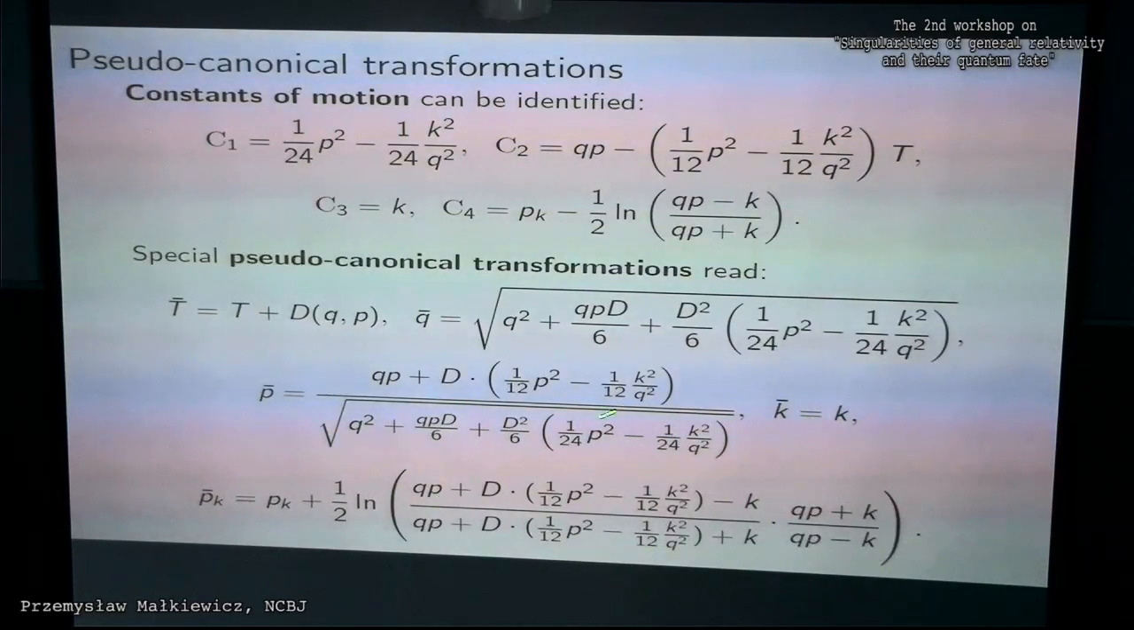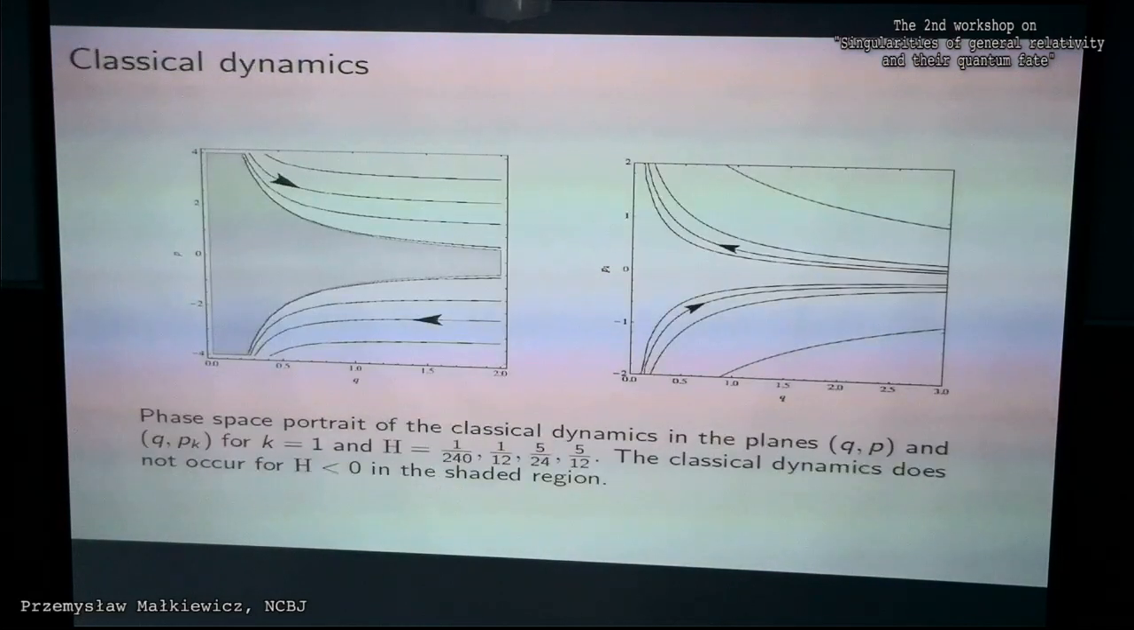Okay. K is a constant of motion, it's a Dirac observable, so it doesn't change under this transformation. This is the classical. I discussed this yesterday, but let me repeat the most essential features. So this is the classical dynamics. The classical dynamics takes place in two branches, the contracting branch and the expanding branch. So this is, let's say, volumes, and this is the expansion.